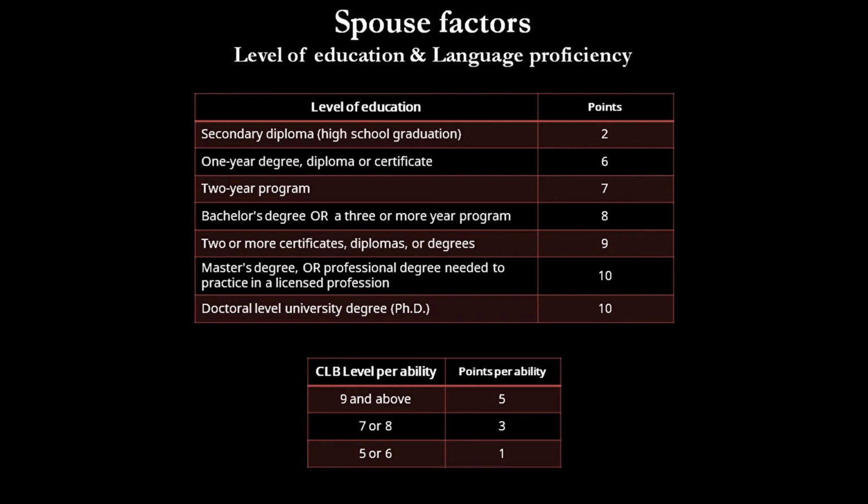So now I have explained all the core points which determine your CRS score. I would like to emphasize that getting CLB 9 in your language scores is very important. Having said that, let's see what the additional points are.